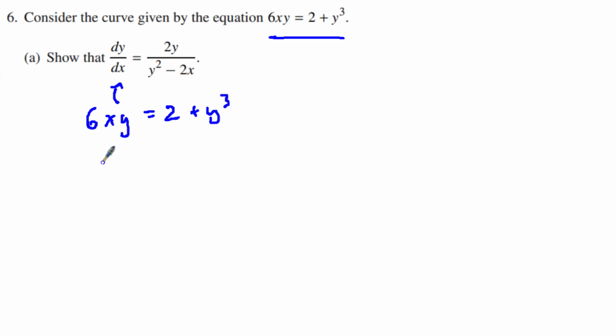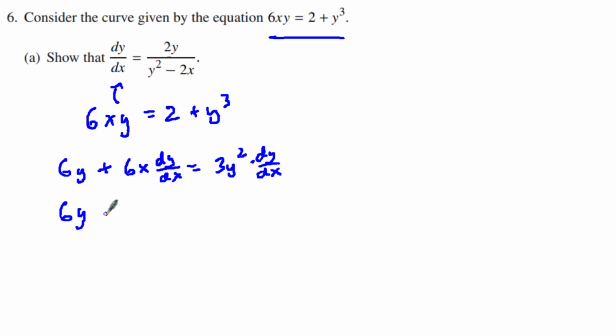What's the derivative of x? It's 1, so that's 6 times y plus 6x times the derivative of y, which is dy over dx. And what's the derivative of 2? It's 0. What's the derivative of y cubed? That's 3y squared dy over dx. Now I'm going to get all my dy over dx's on one side. So I'm going to subtract this over, and I'm going to peek up ahead because that's going to give me my answer. 6y is equal to 3y squared dy over dx minus 6x dy over dx.